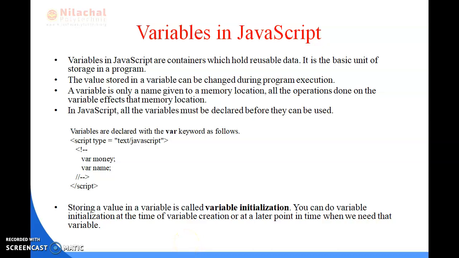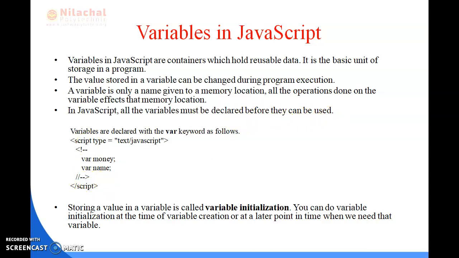Next, what are variables in JavaScript? So first, let's see what variables are. Variables in JavaScript are containers which hold reusable data. It is the basic unit of storage in a program. The value stored in a variable can be changed during program execution. A variable is only a name given to a memory location. All the operations done on the variable affect that memory location. In JavaScript, all the variables must be declared before they can be used.